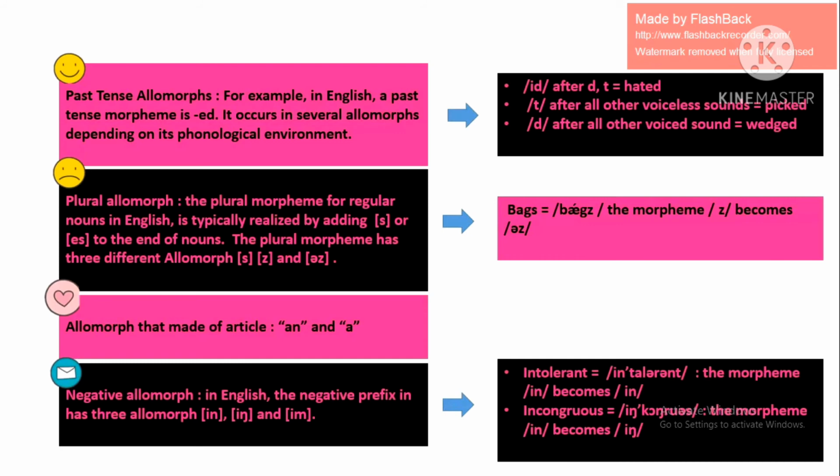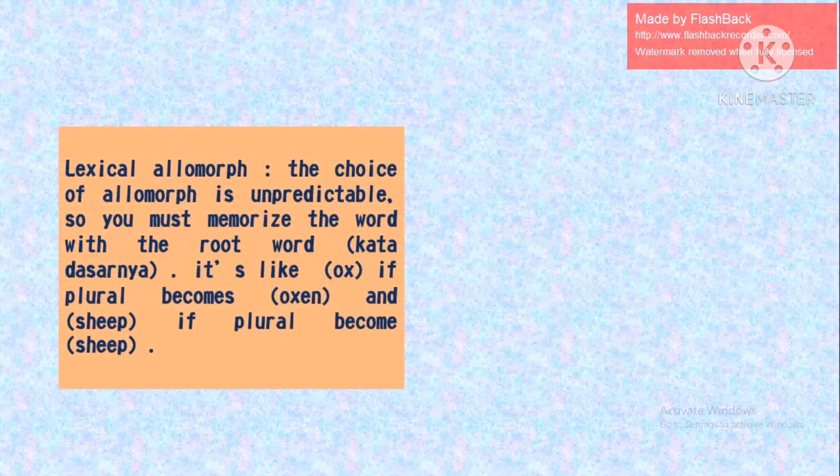Lexical allomorph. The choice of allomorph is unpredictable, so you must memorize the word with the root word. Like ox, its plural becomes oxen, and sheep, its plural becomes sheep.